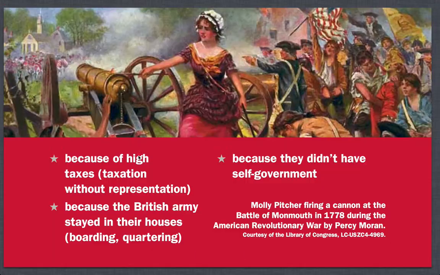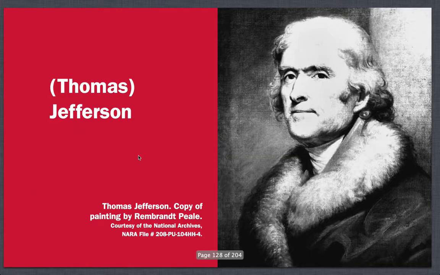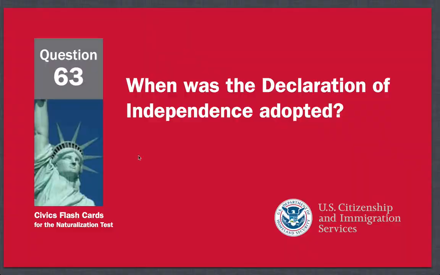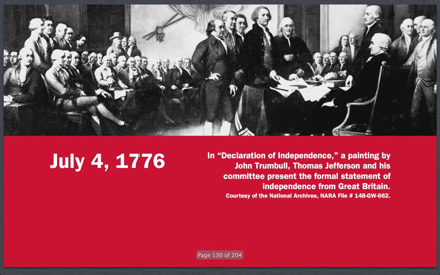Why did the colonists fight the British? Because of high taxes and the famous tea situation. Because the British army stayed in their houses and because they didn't have self-government. Who wrote the Declaration of Independence? Thomas Jefferson. When was the Declaration of Independence adopted? It was July 4th, 1776.